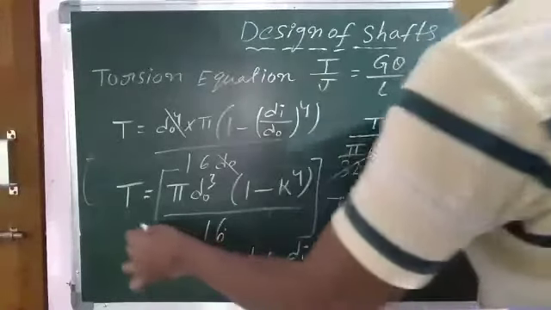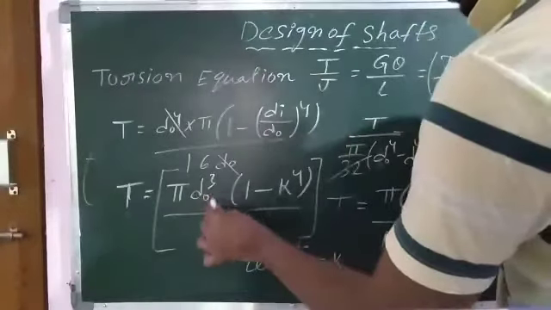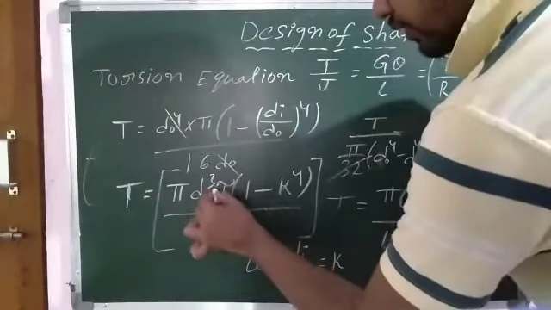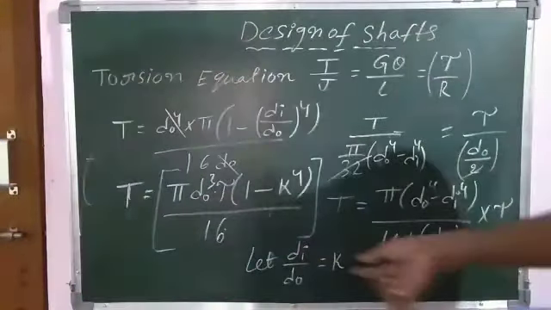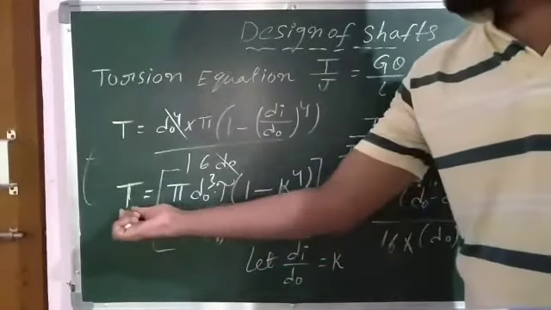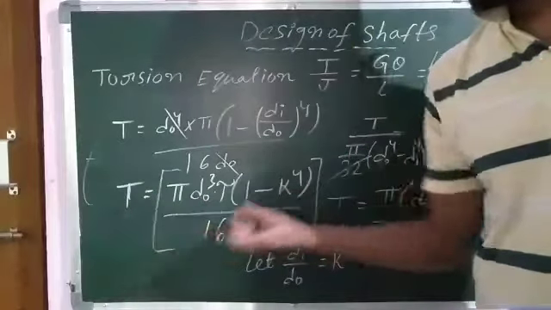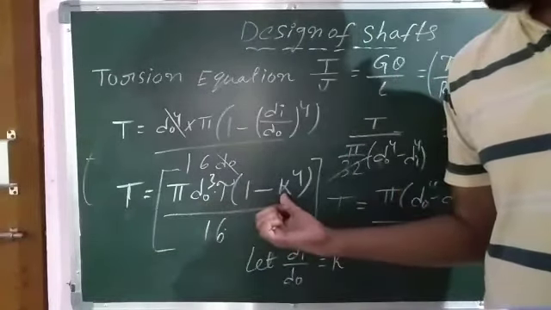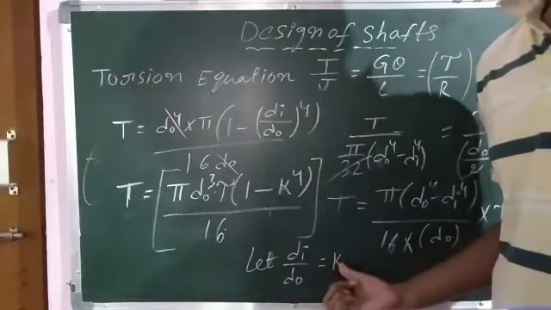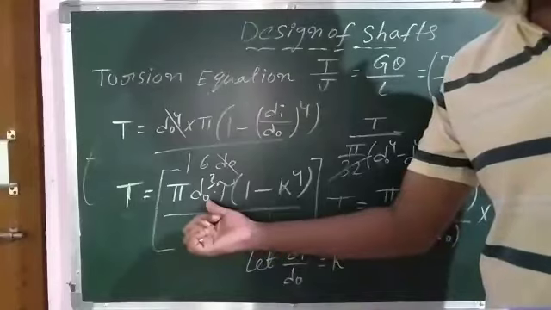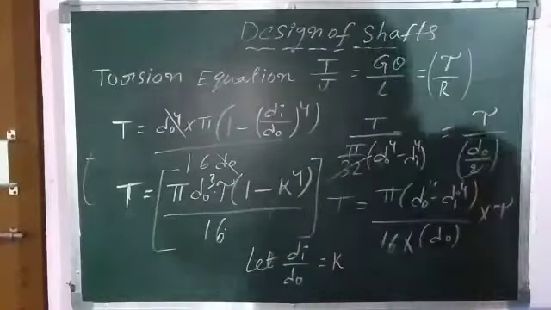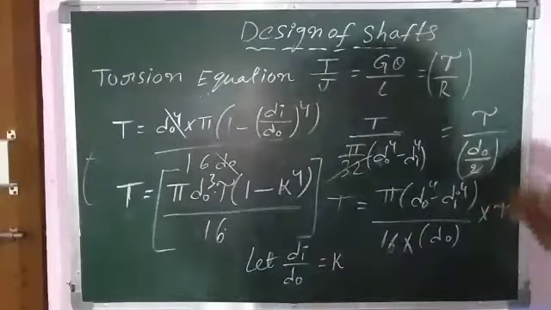This is the relation between the torque and the shear stress for a hollow shaft, where tau is the shear stress. Here k represents the ratio of the inner diameter to the outer diameter. d naught represents the outer diameter, tau means shear stress, and T means the torque transmitted by the shaft. So it tells how much torque the shaft transmits.